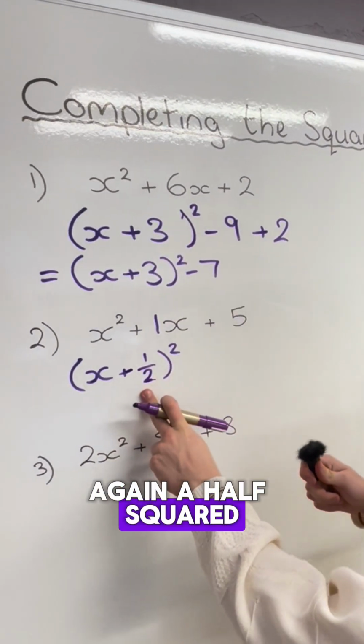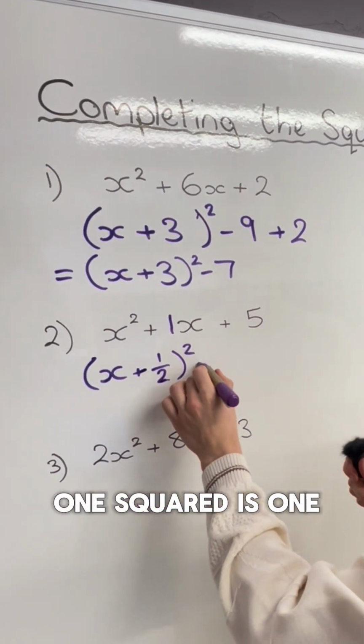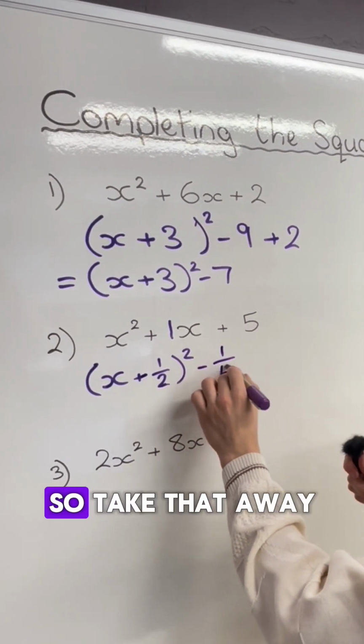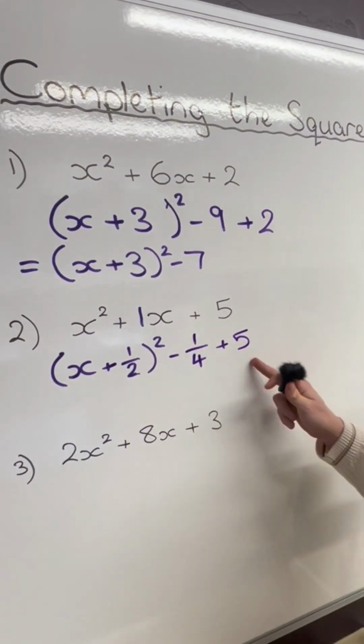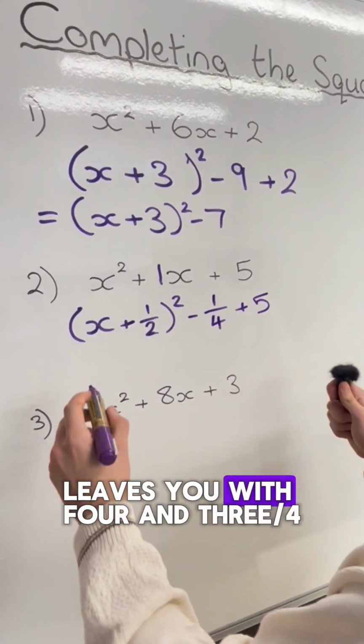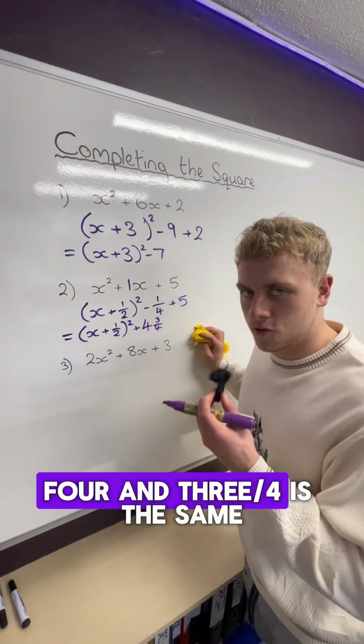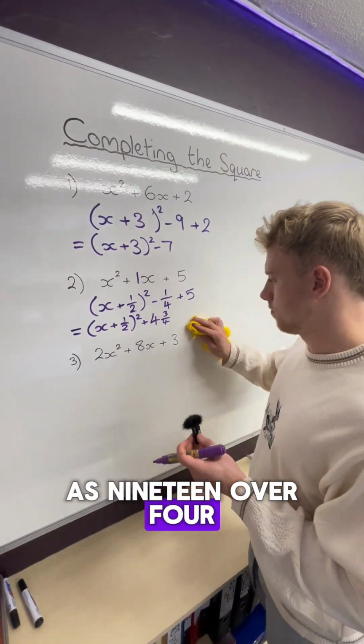Again, a half squared, we use square 1, so 1 squared is 1. 2 squared is 4, so take that away, so it's a quarter. Then you've got to add on 5. 5 subtract a quarter leaves you with 4 3/4. 4 3/4 is the same as 19 over 4.